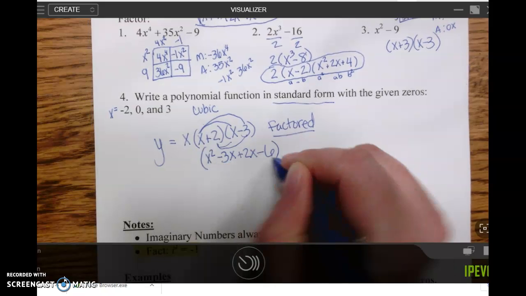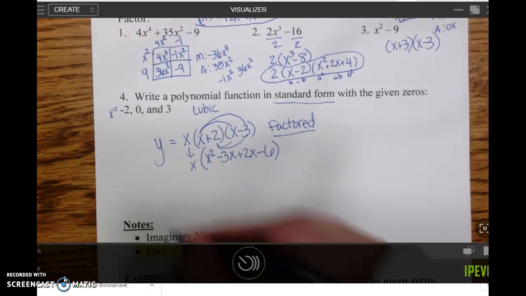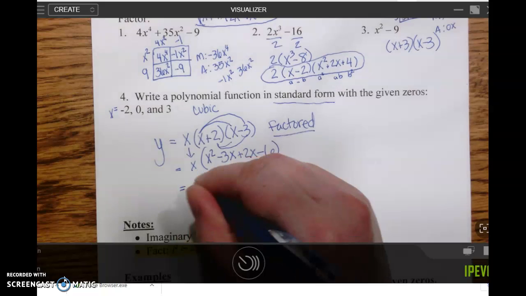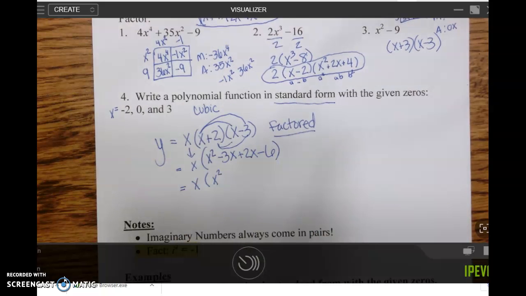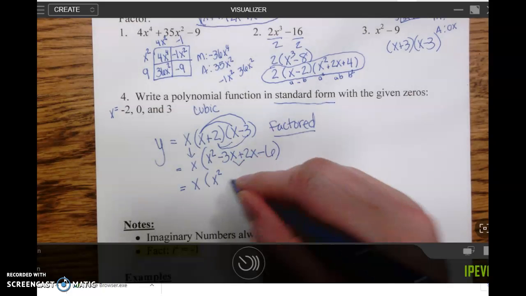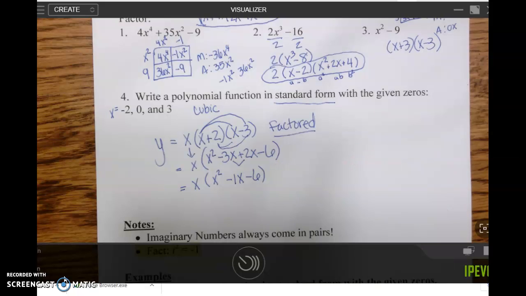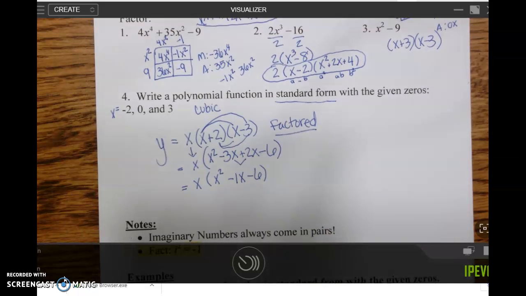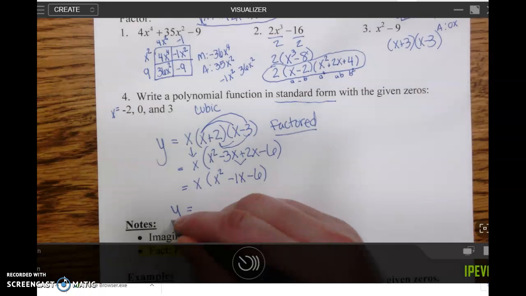Okay. And then I bring my GCF down. Remember, you can only multiply 2 at a time. And so we have our GCF of x. And then I'm going to combine my like terms. I have a negative 3x and a positive 2x. They combine to be a negative 1x minus 6. All right, we have a quadratic times x now. And so if we multiply one more time, we'll have the cubic that we are anticipating.